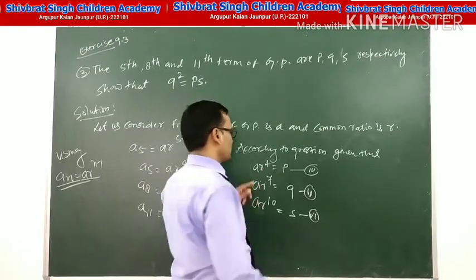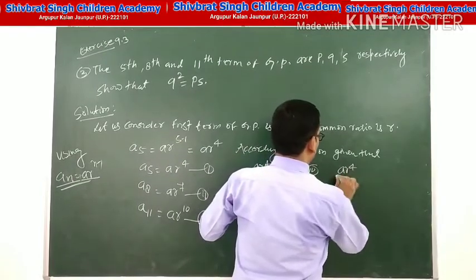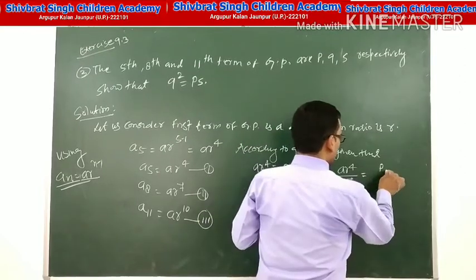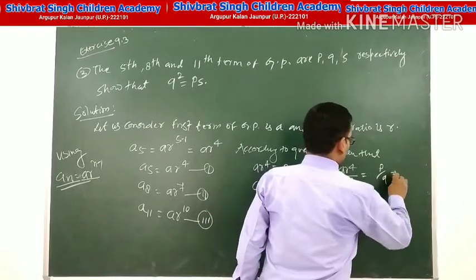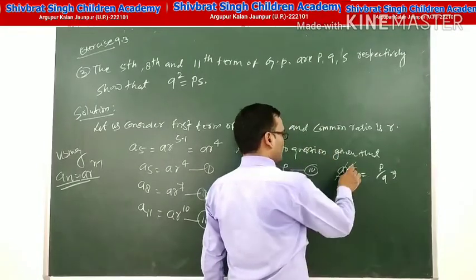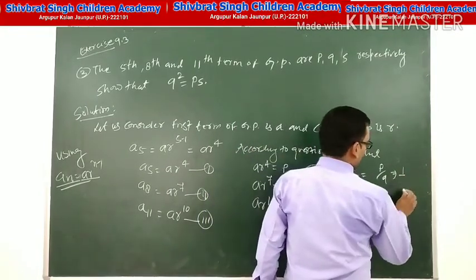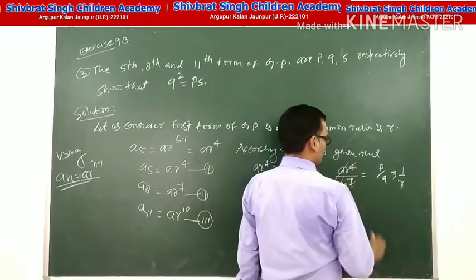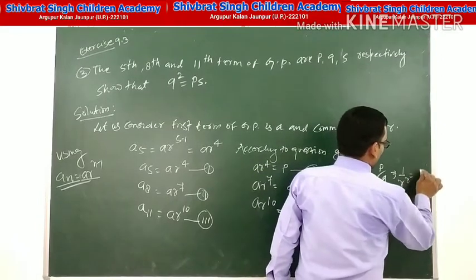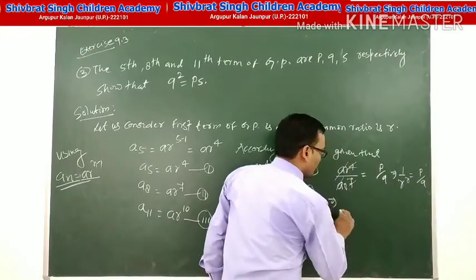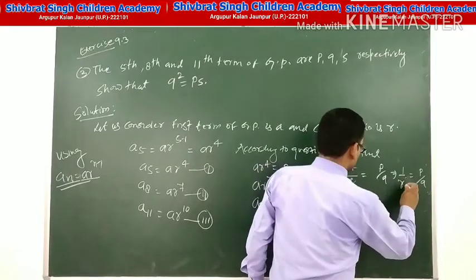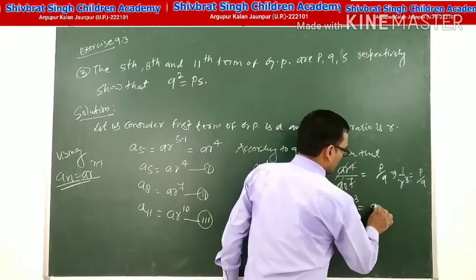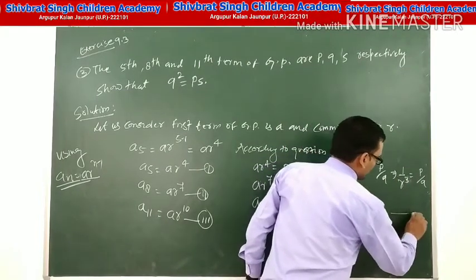We find a r to the power 4 upon a r to the power 7 equals p upon q. This implies that a will be cancelled, and 1 upon r to the power 3 equals p upon q. This implies that r to the power 3 equals q upon p. This is a.